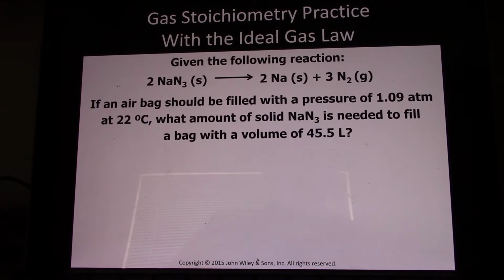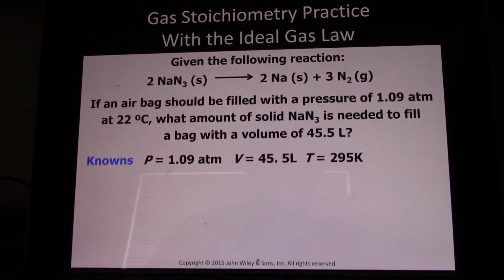So we need a chemical reaction that's faster than that, that can fill that airbag up in less than that 1,000th of a second, which is where this reaction comes in. It's a very forceful reaction, which is why if you're too close to the airbag, you can easily break your nose when the airbag goes off. So, if the airbag should be filled to a pressure of 1.09 atmospheres at 22 degrees Celsius, what amount of solid sodium azide is needed to fill a bag with a volume of 45.5 liters?